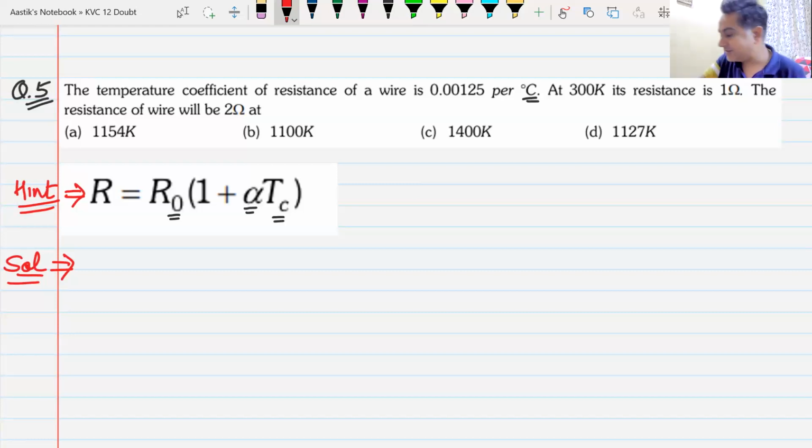Yes, my child, an answer has come. Did you get the answer? It will require a bit of calculation. Did anyone get the answer? A, B, C, D, which one? Option C, sir, 1400 Kelvin. The answer that I have is option D, 1127 Kelvin.